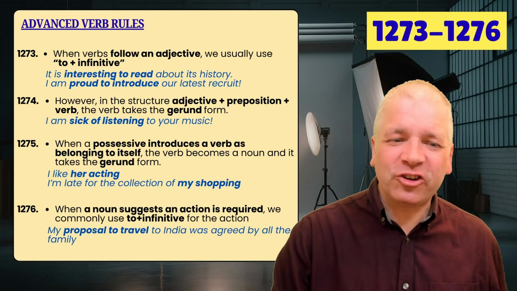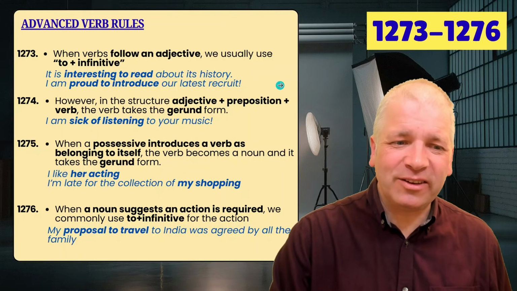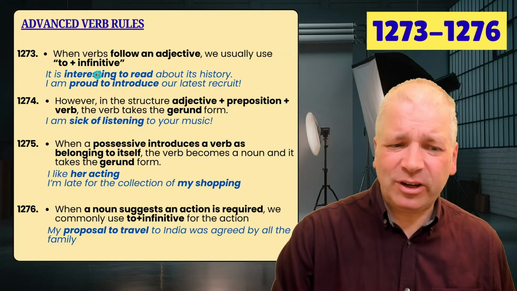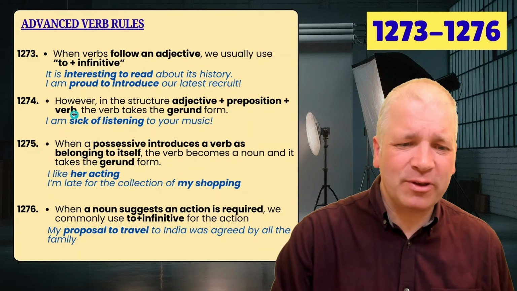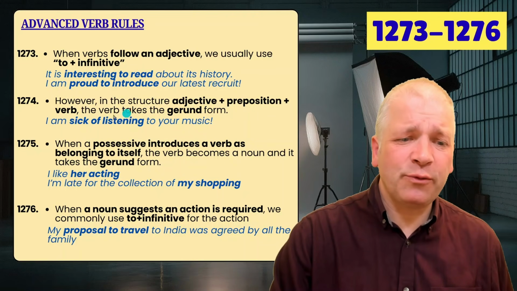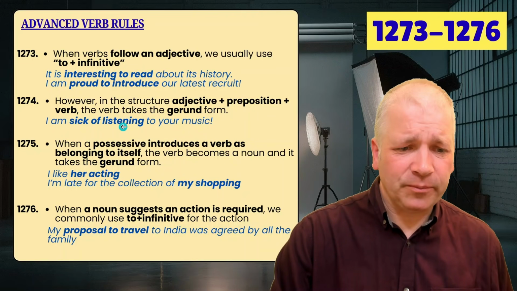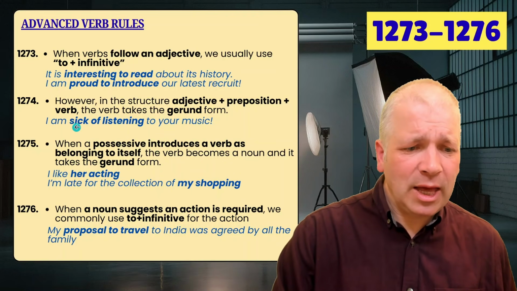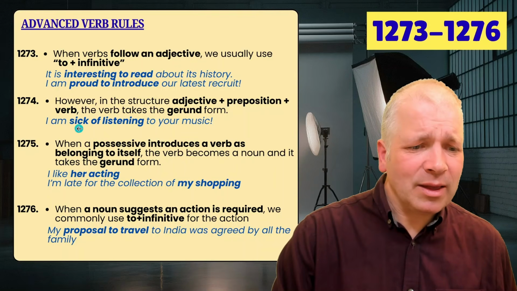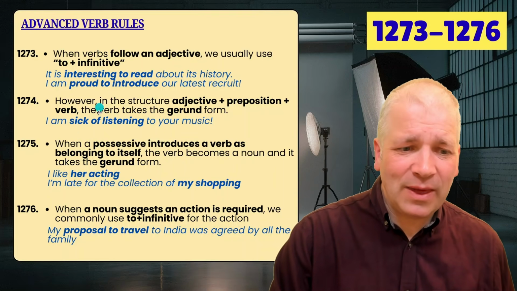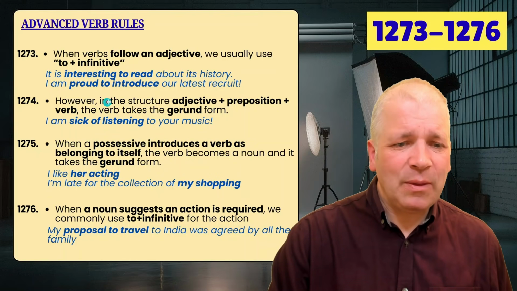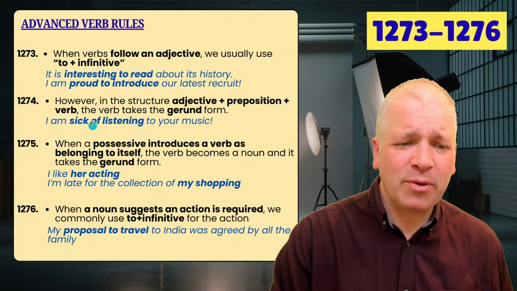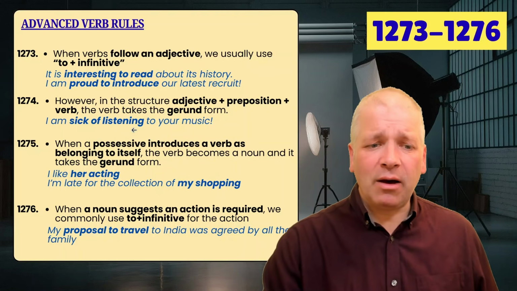When verbs follow an adjective, we usually use to plus infinitive. It is interesting to read about its history. So interesting is an adjective here. However, in the structure adjective preposition verb, the verb takes the gerund form. I am sick of listening to your music. So here, sick is the adjective, and then of is the preposition, and then we use the gerund form. So if it's to, then it's infinitive, but if it's a different preposition, then we use the ing form.